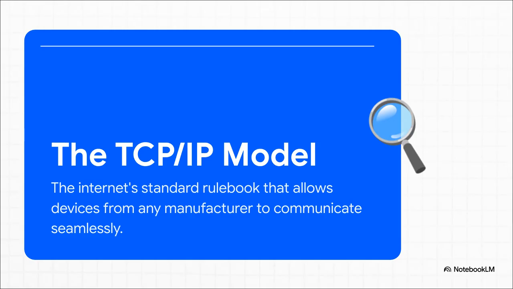And that blueprint is the TCP/IP model. You can just think of it as the USB-C for the entire digital world. It's this open, standard set of rules that make sure a Cisco device can talk to a Google server, which can then talk to your Samsung phone. It's kind of the unsung hero that makes the global internet even possible.